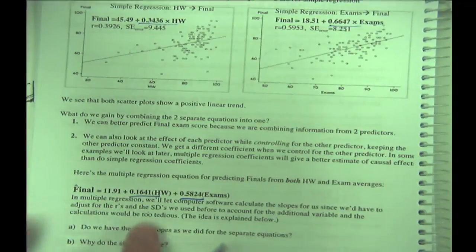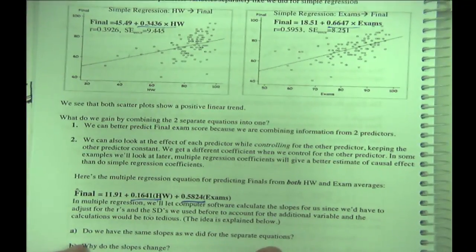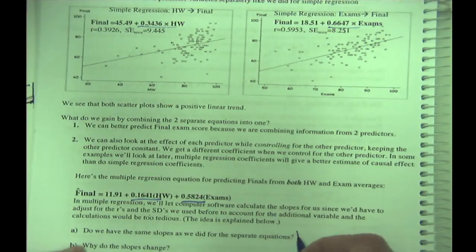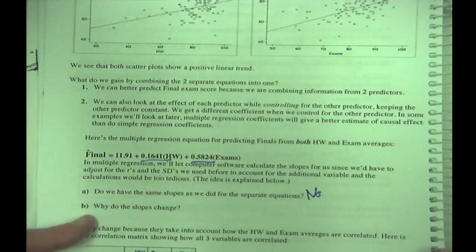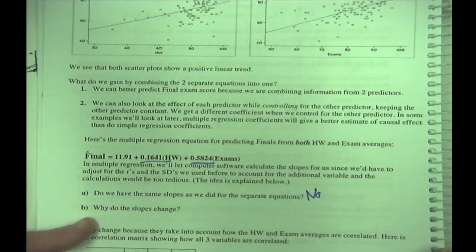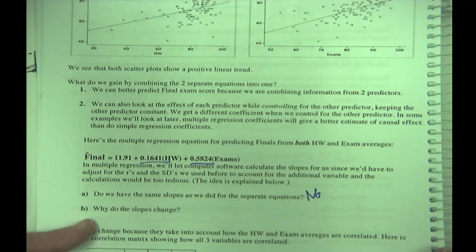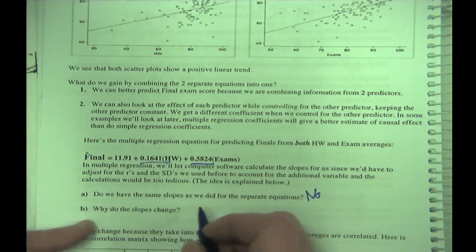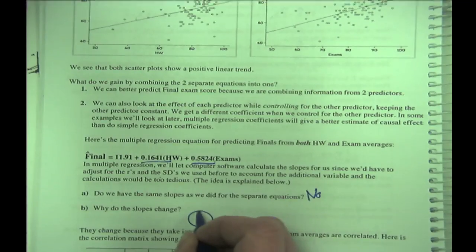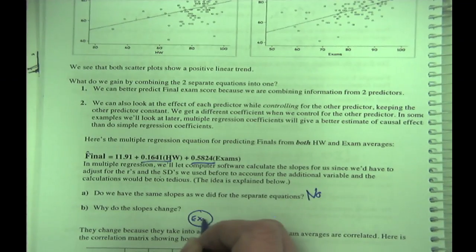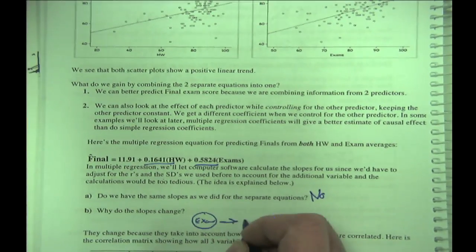Now, do we have the same slopes as we did? No, we just showed that we don't. And why do the slopes change? This is what I want to explain. I explained it in words, but I think the best thing is a picture. So, why do the slopes change? They change because you have exams. Let's just say this is the effect of exams predicting the final.